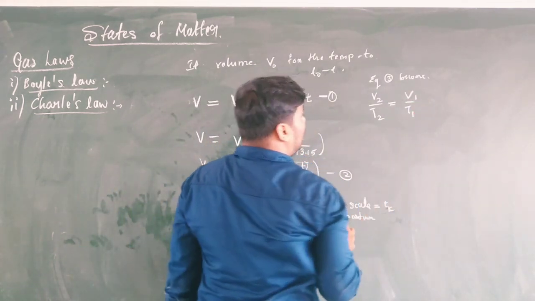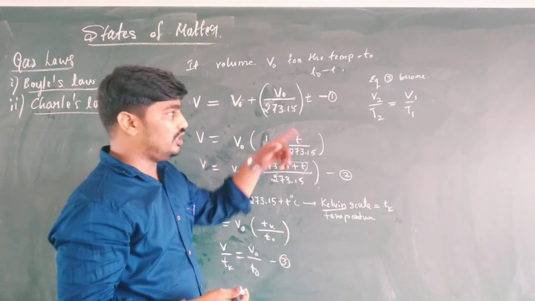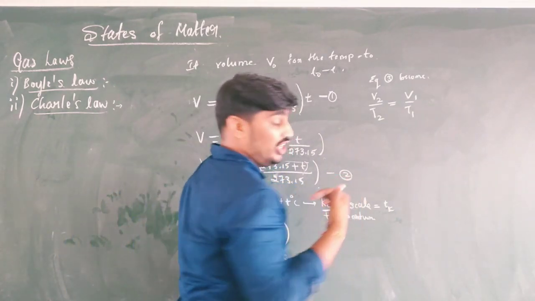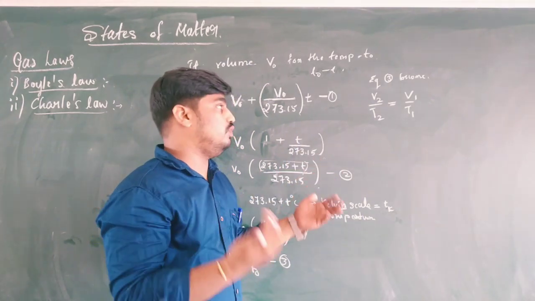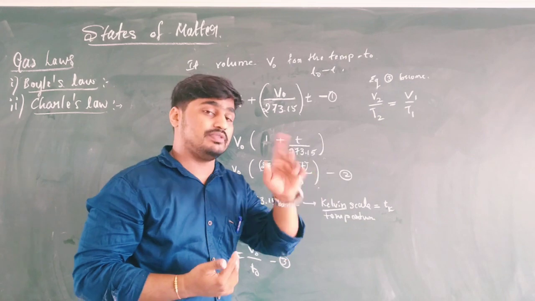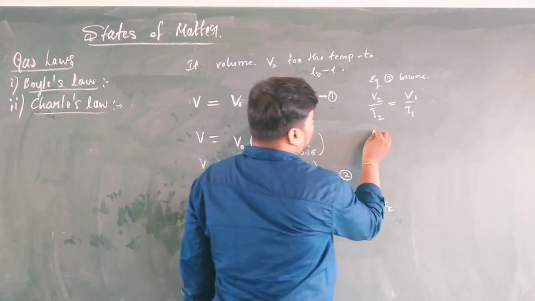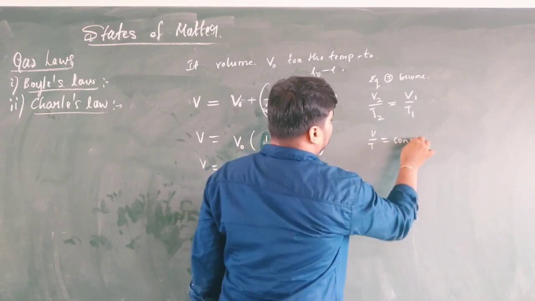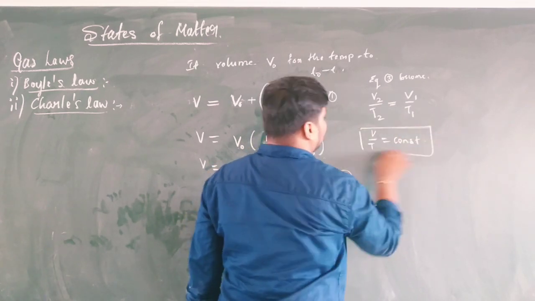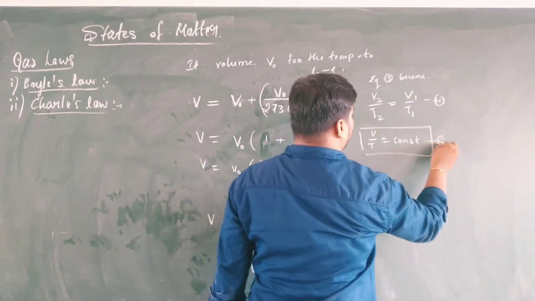Both are equal. What it says, both are equal, means the ratio of volume and temperature of the first system is equal to the ratio of volume and temperature of the second system. It is the same, meaning V by T is equal to constant. Then only this equation becomes true. Correct? Equation number 4, equation number 5.